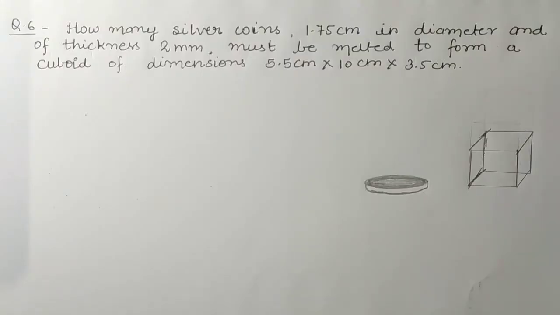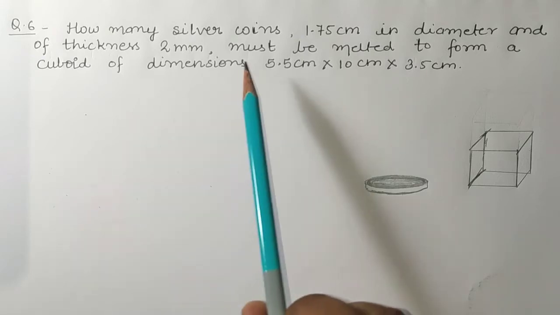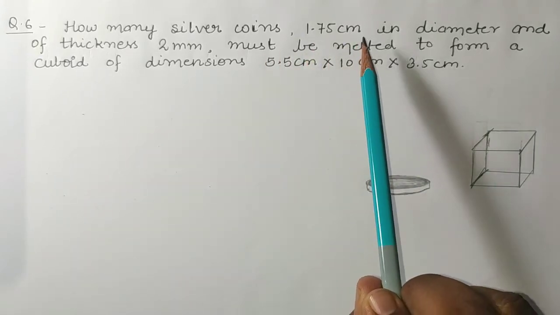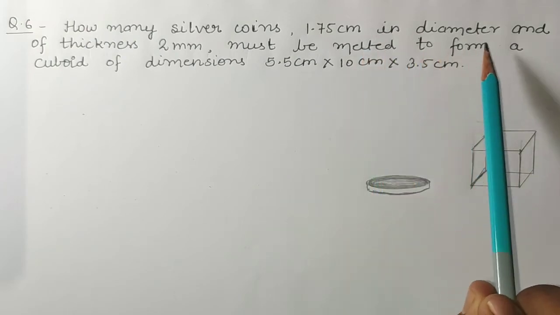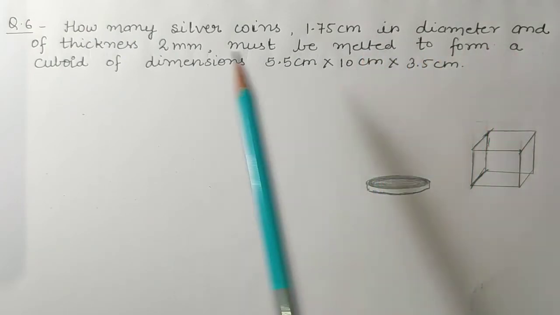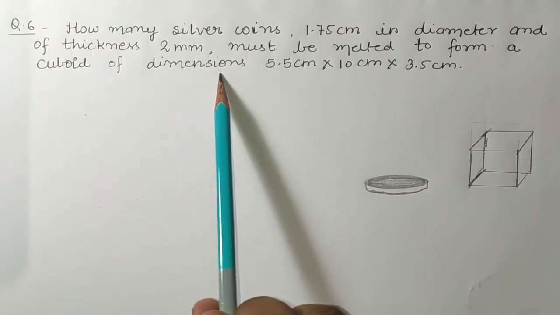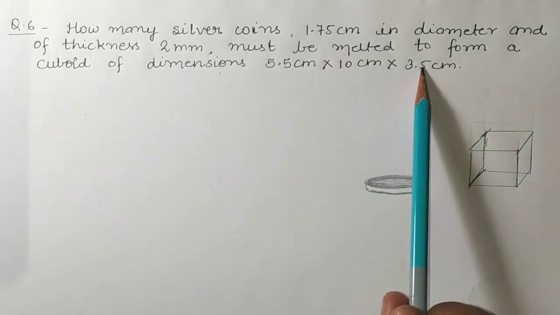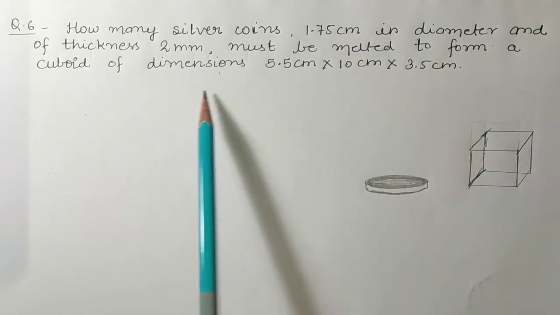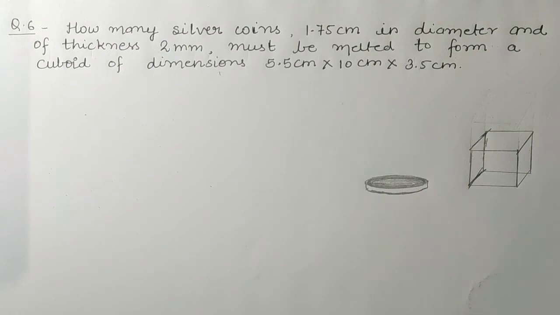Now coming to question number 6, students. The question is: how many silver coins 1.75 centimeter in diameter and of thickness 2 millimeter must be melted to form a cuboid of dimensions 5.5 centimeter, 10 centimeter into 3.5 centimeter? So students, what is the meaning of the question?